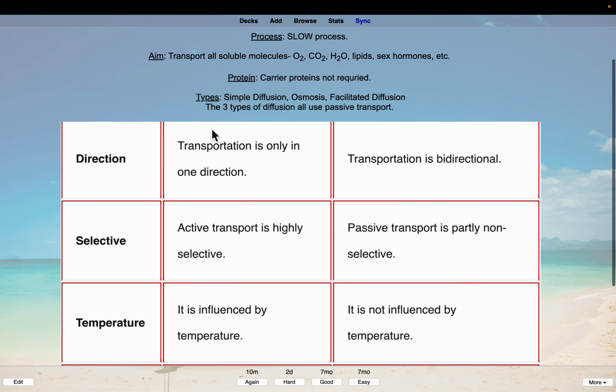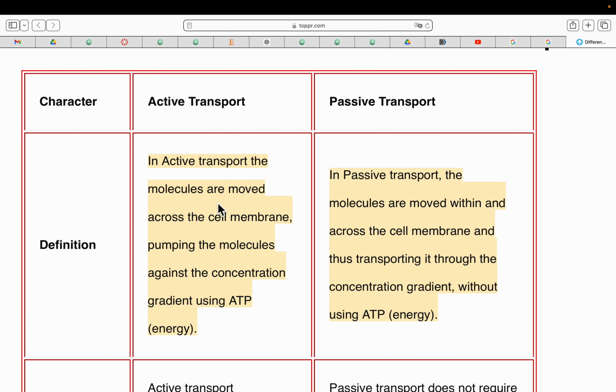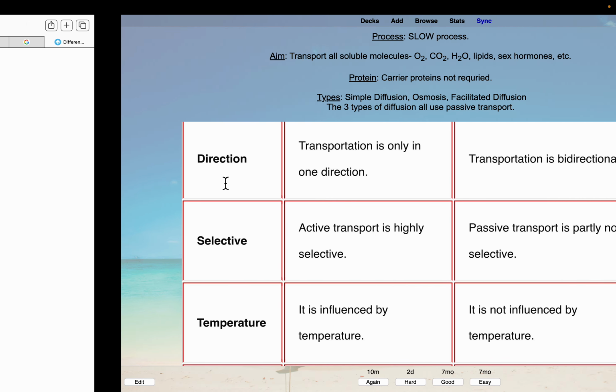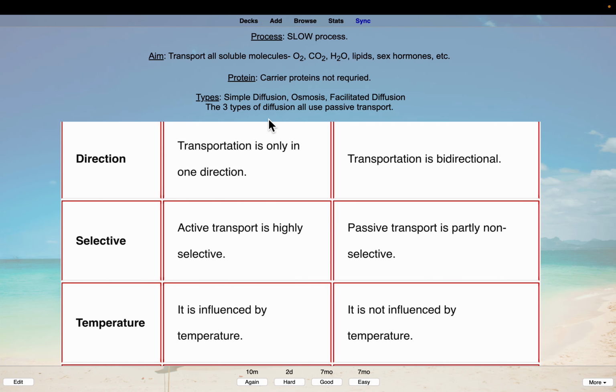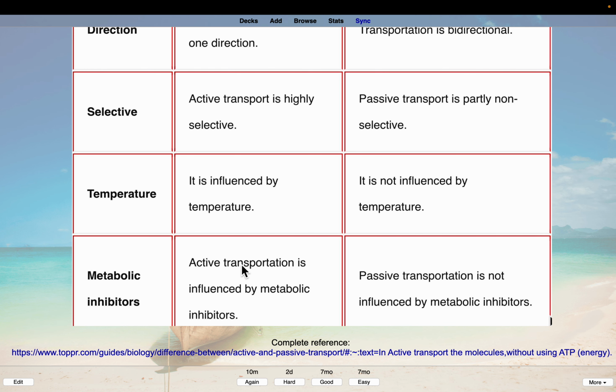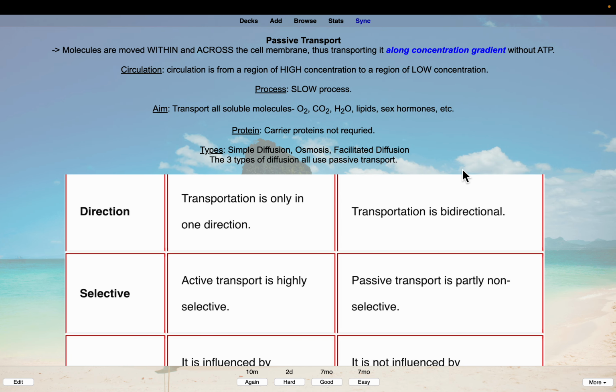Okay. So for active transport, transportation is only in one direction. That's for active. Active transport is highly selective. It is influenced by temperature, and active transportation is influenced also by metabolic inhibitors. For passive transportation, it is bidirectional.